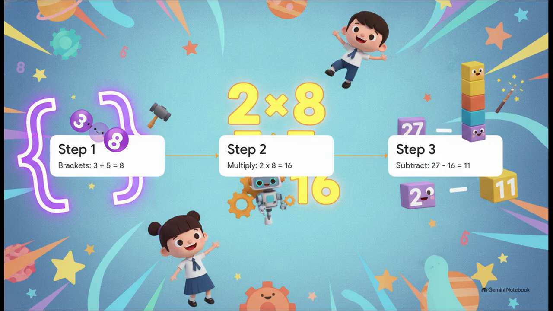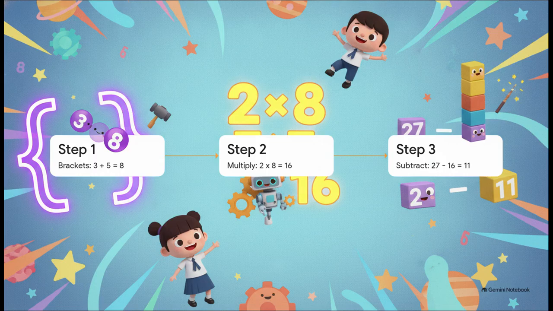Step 1. We attack the brackets first. Inside is 3 plus 5, which gives us 8. So now, the equation shrinks down to 27 minus 2 times 8. Step 2. Multiplication beats subtraction. We multiply that 2 by our new 8 to get 16. Now the equation is just a simple 27 minus 16. Step 3. The final subtraction. 27 minus 16 is 11.